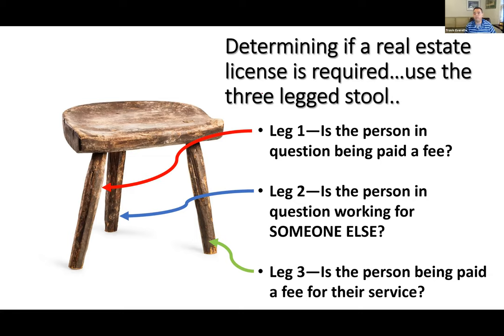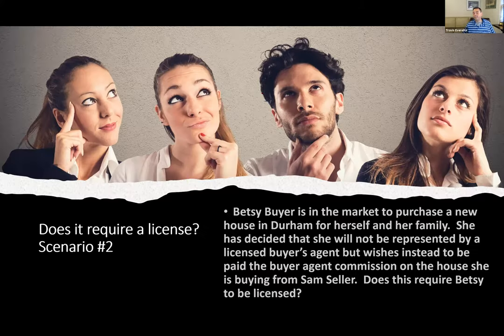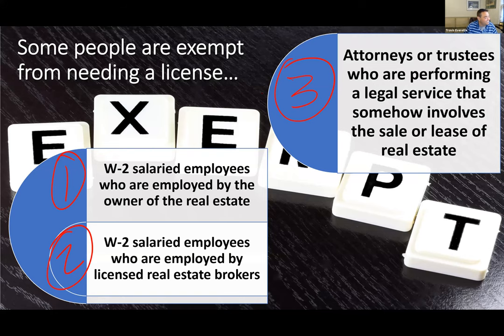First of all, apply the three-legged rule. Is she being paid? Yes. Is she doing the work for somebody other than herself? Yes. And is she being paid for real estate related services? Yes. So if we apply the three-legged rule, does Amy need a real estate license just to be an assistant in that real estate office? Just applying the three-legged rule. Yes. Well, welcome to exception number one.